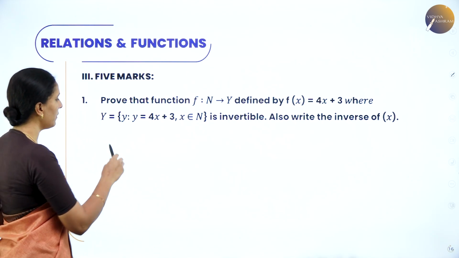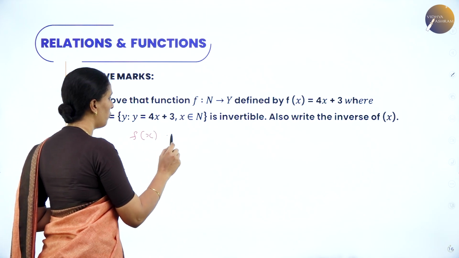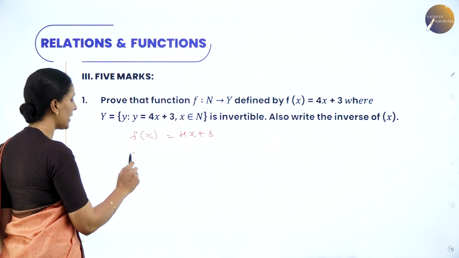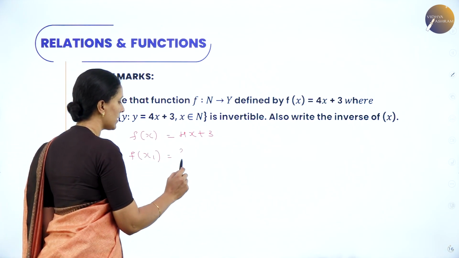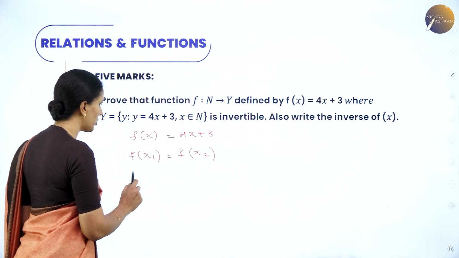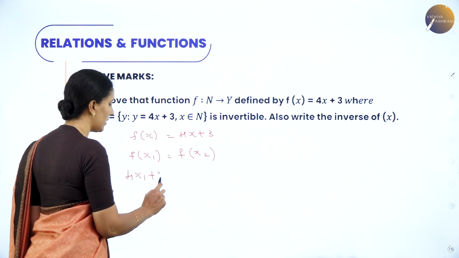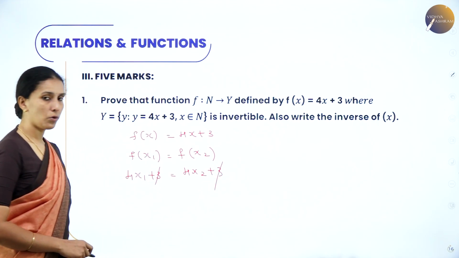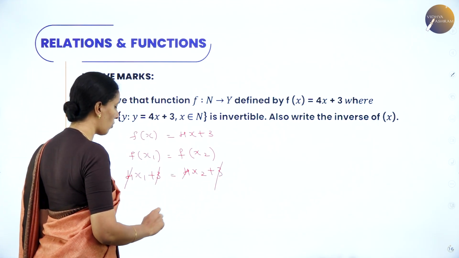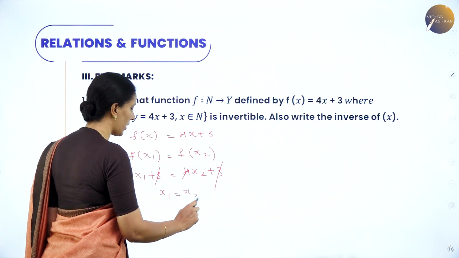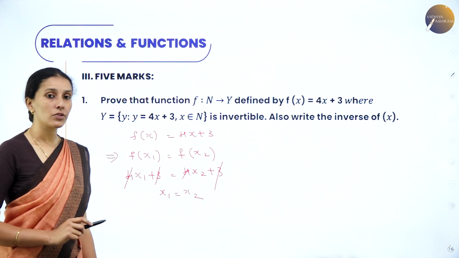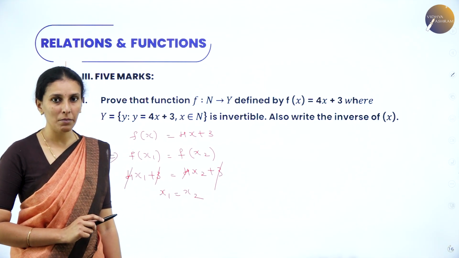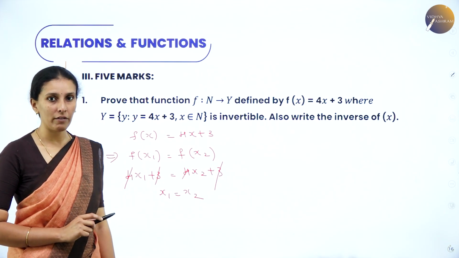Now we have here f of x is equal to 4x plus 3. To show this function is one-one, let's take f of x1 is equal to f of x2, which means 4x1 plus 3 is equal to 4x2 plus 3. We can cancel 3 on both sides. Later we can cancel 4 on both sides, which implies x1 is equal to x2. So for f of x1 equal to f of x2, we are getting x1 and x2 are one and the same. So therefore clearly this is a one-one function.